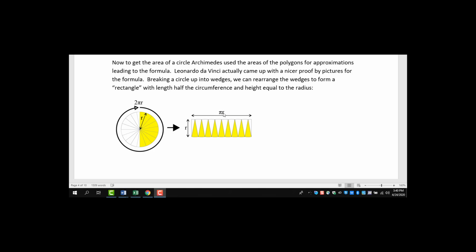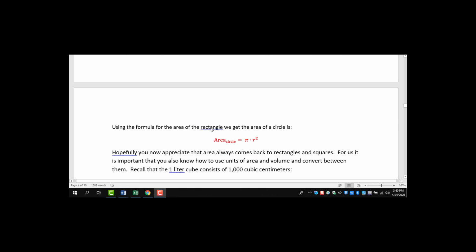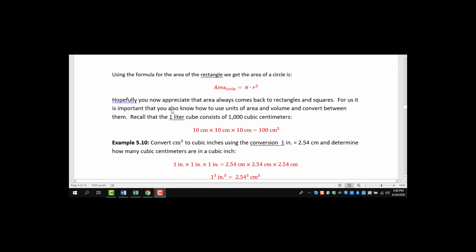So if you take pi r, you almost have a rectangle now. See, you got a rectangle. The length is half the circumference of a circle, and the width is the length of the radius, because that's that cut. And these are almost square, so it looks almost like a rectangle. So if you multiply length times width, you get pi times r times r, which is pi r squared. So there is the area of a circle.